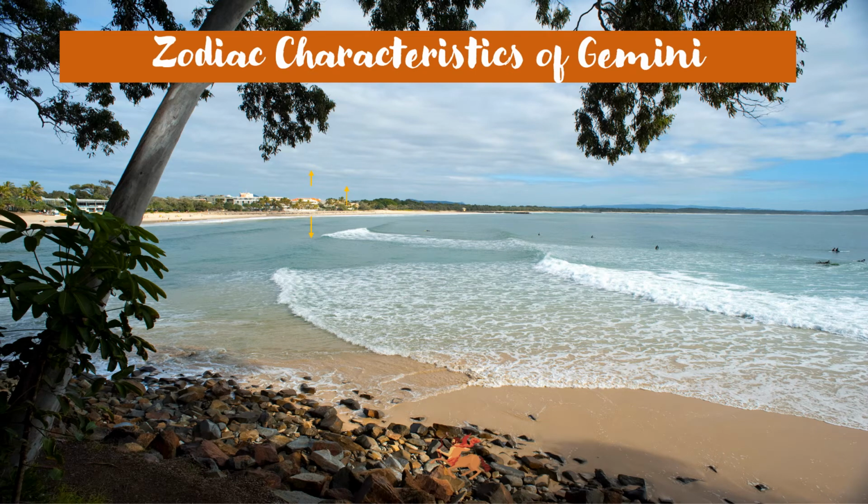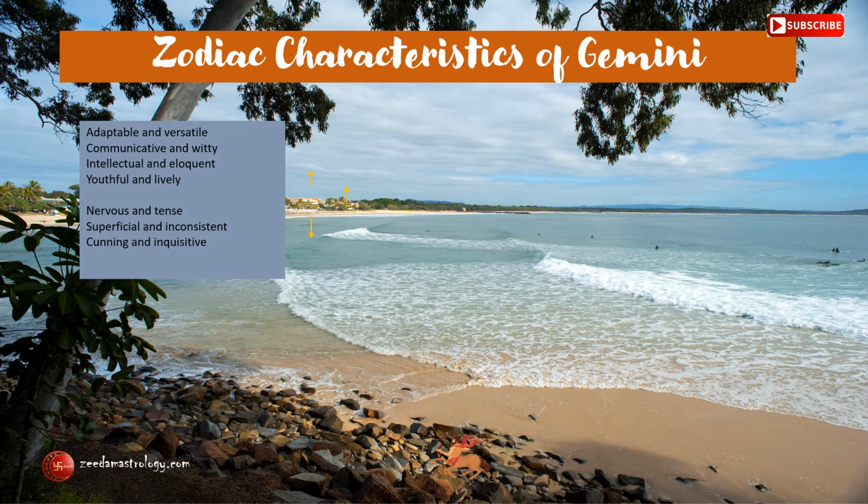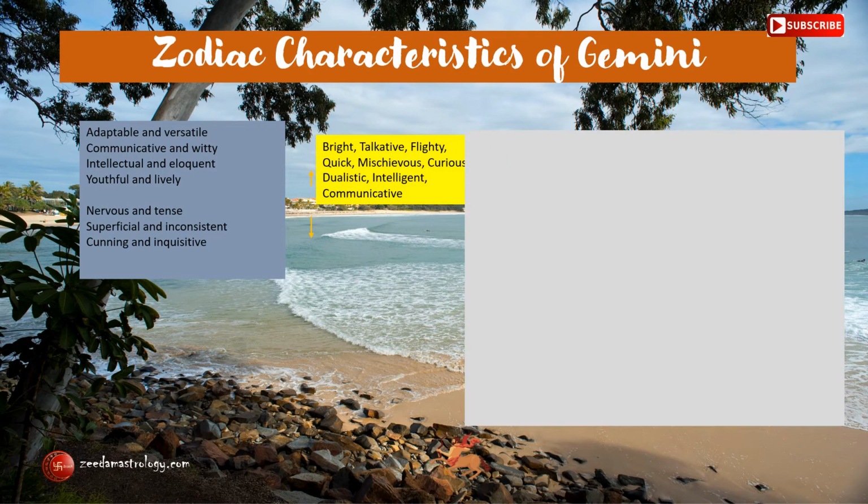We are now going to deal with the zodiac characteristics of Gemini. I focused on Taurus and the fixed signs, so I'm just going to give you the flip side here with Gemini and what the Gemini characteristics can mean for you as a native or a person who has their lagna or ascendant in the Gemini part of the Mrigrashira Nakshatra. You can be adaptable and versatile, intellectual and eloquent. And because Mercury is the ruler of Gemini, we talk about the youthfulness of Mercury, the liveliness of Mercury. So that comes into play here. On the flip side, you can be nervous and tense and cunning and inquisitive. And then too, we can be bright, talkative, flighty, with a dualistic nature.